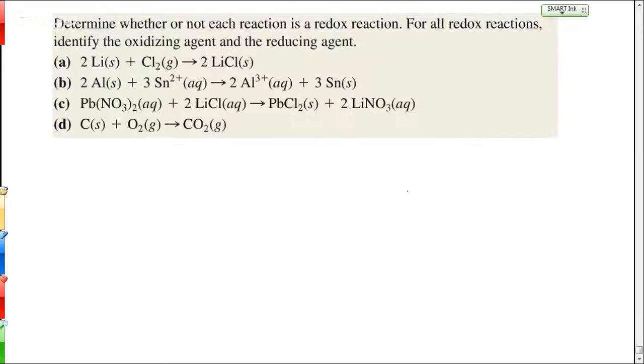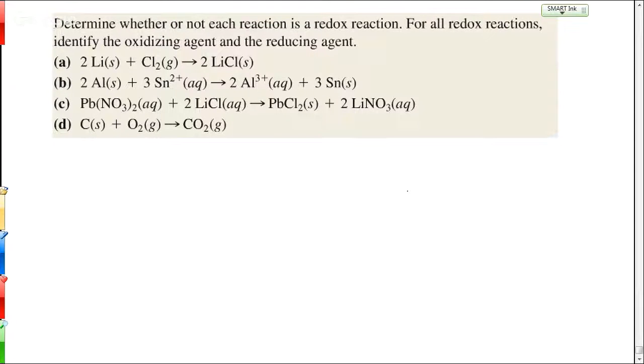Determine whether or not each reaction is a redox reaction. For all redox reactions, we did this, didn't we? We did one similar. Anyway, to figure this out, you need to first notice if there's a change in oxidation state. Of course, you can always go through and find the oxidation state of every element in every reaction, and we'll do that a little bit here to practice that.